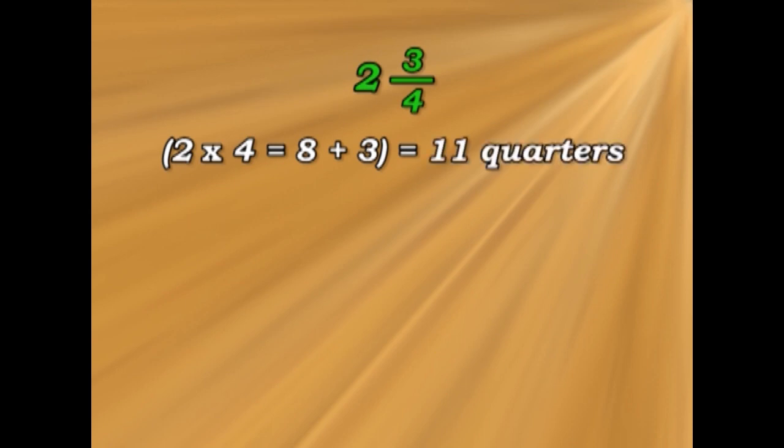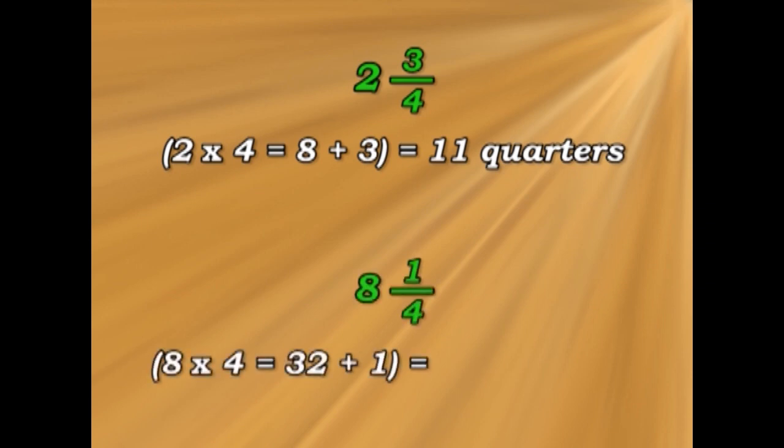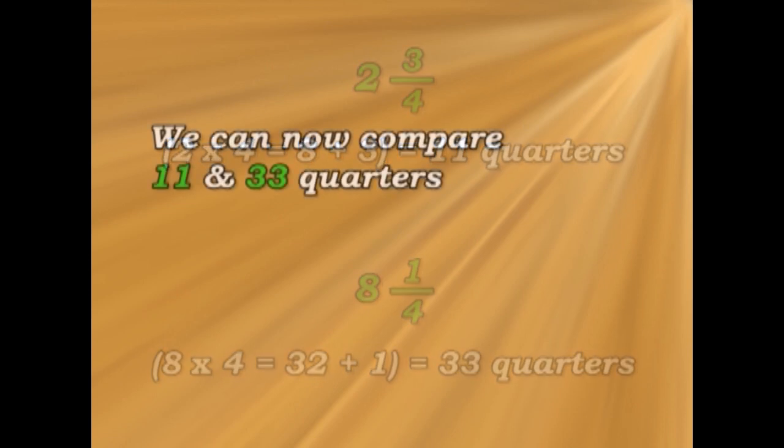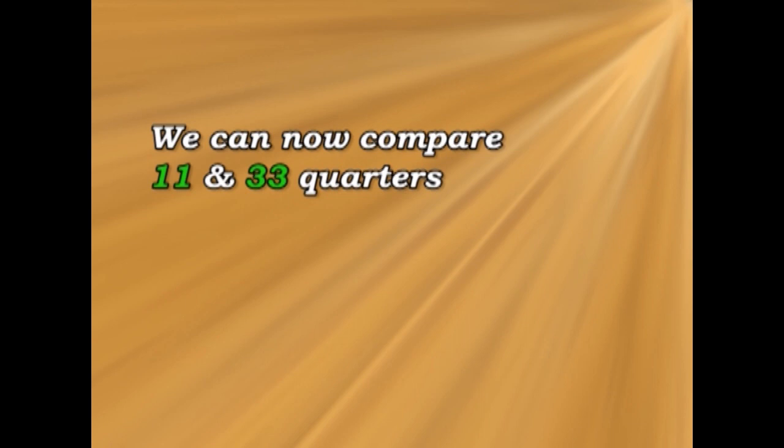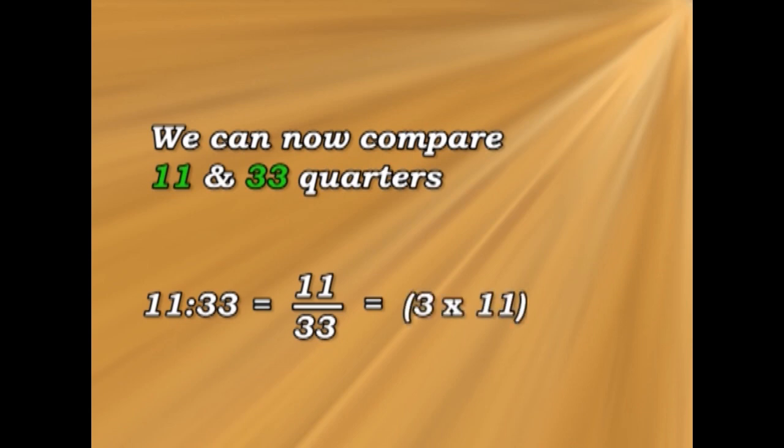2 3/4, that's 2 times 4 equals 8, plus 3, that's 11 quarters. 8 1/4, that's 8 times 4, 32, plus 1 equals 33 quarters. So now we can compare 11 and 33 quarters. 11 to 33 is the same as 11 over 33. 11 goes into 33 3 times, so the ratio is 1 to 3.